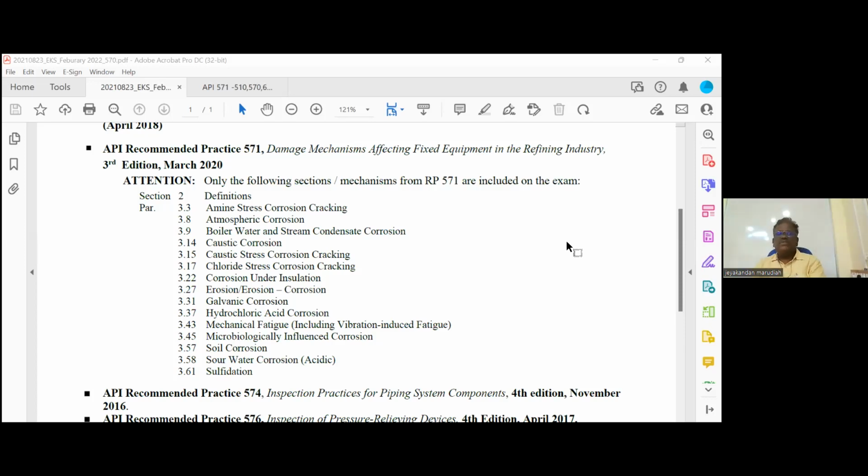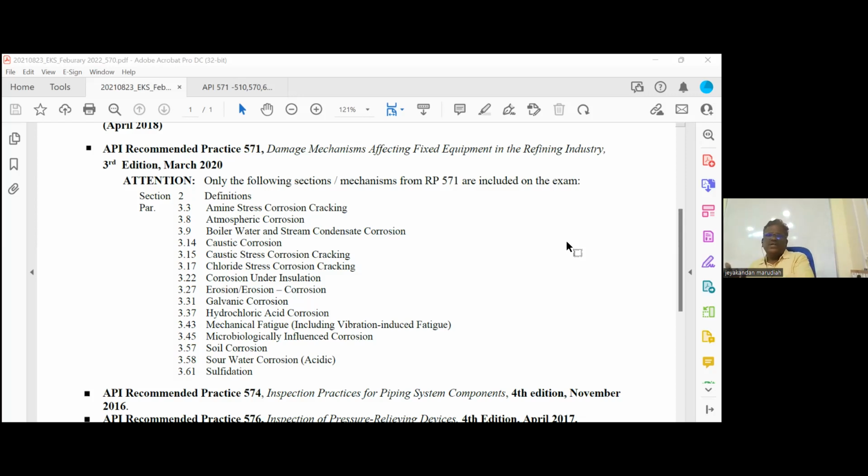So today we are going to see the 571 damage mechanism. Some say this is the second most important code. The first important code is 570. 50% of the questions will be asked from 570. Generally there are around 10 to 15 questions in the standard question set, but last year a new question set had more than 20 questions in 570. Okay, 571 is a very important code.